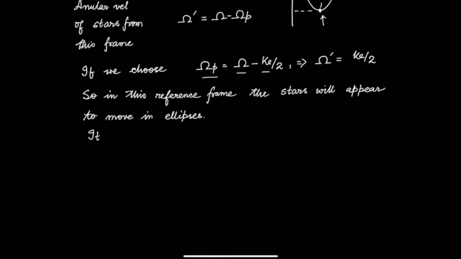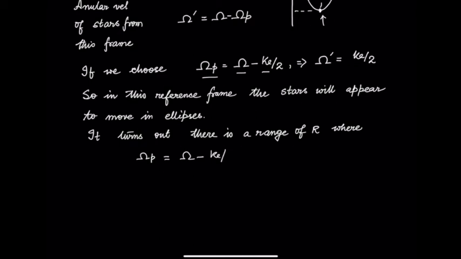It turns out though, there is a range of radius where omega p, which is omega minus kappa by 2, remains constant.